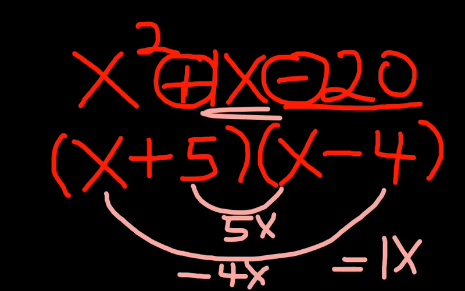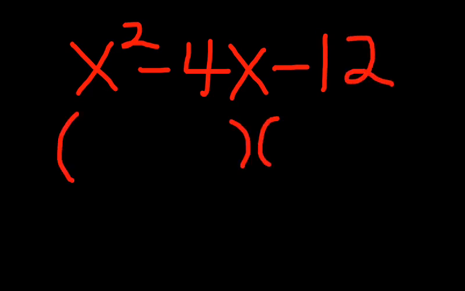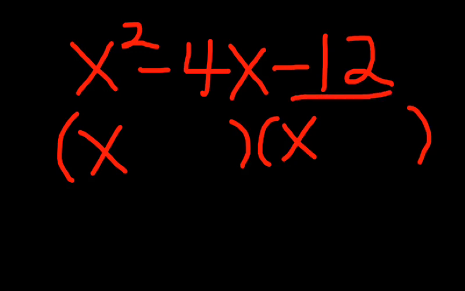Let me do one more with a minus sign, and that should cover our examples for trinomials that we're factoring with a lead coefficient of 1. And I'm going to try x squared minus 4x minus 12. Lead coefficient is 1. Set my parentheses, put my two x's right here and right here. And now I look at the number 12. What numbers do I multiply together to get 12 and subtract to get 4?